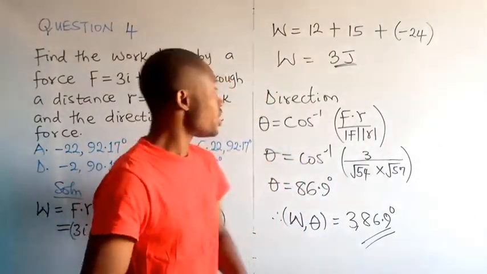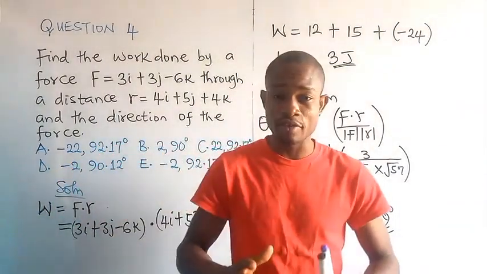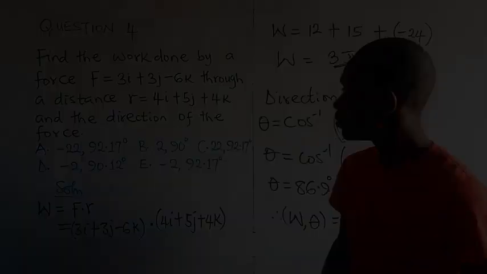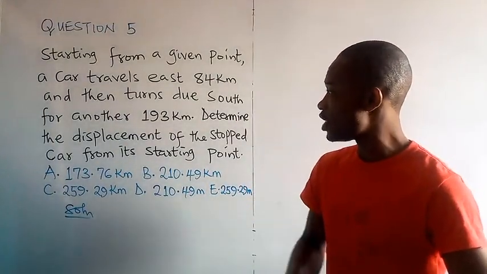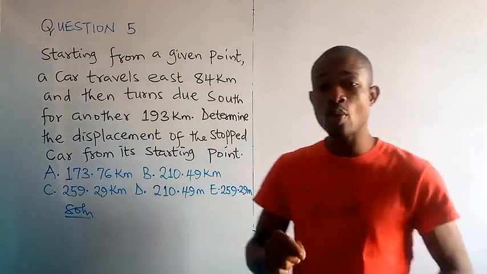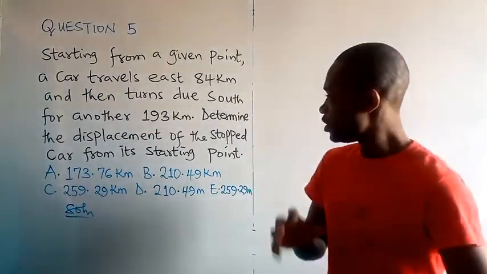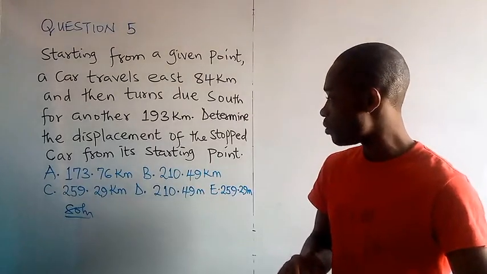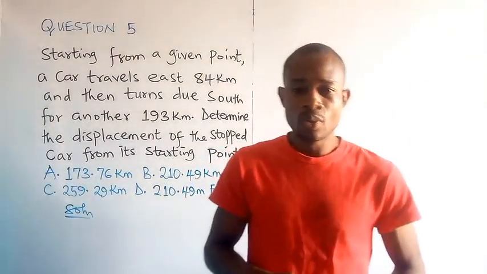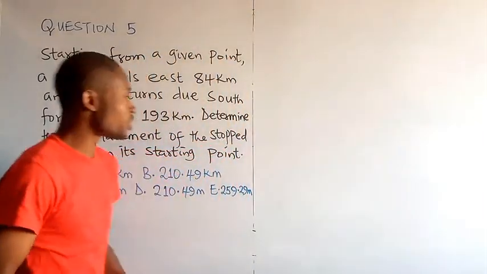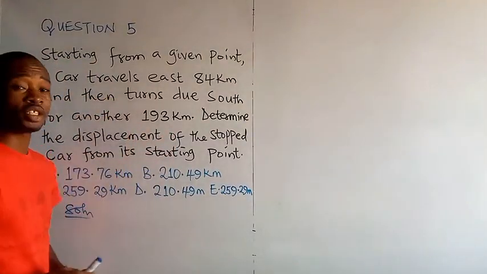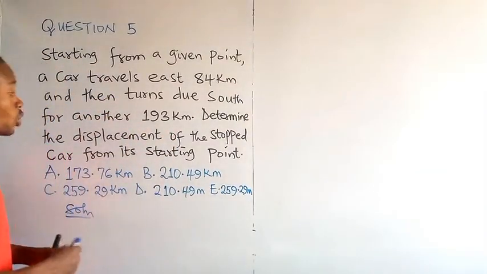Now let us move on to our next question, number 5. Starting from a given point, a car travels east 84 km and then turns due south for another 193 km. Determine the displacement of the stopped car from its starting point. We have to determine the displacement of this car. Now it's important for me to say quickly that this is a two-dimensional vector. Displacement is a vector quantity.